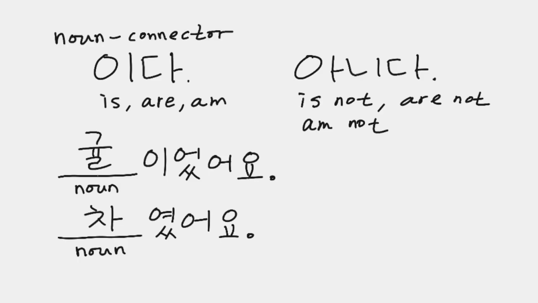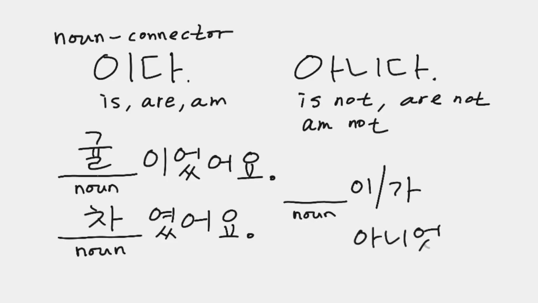Now 아니다. This you need a particle. Something something noun 이/가 아니었어요. If we want to say it wasn't a tangerine, what would it be? 귤이 아니었어요. Right. It wasn't a car. 차가 아니었어요. Yes. 차가 아니었어요. Very good.